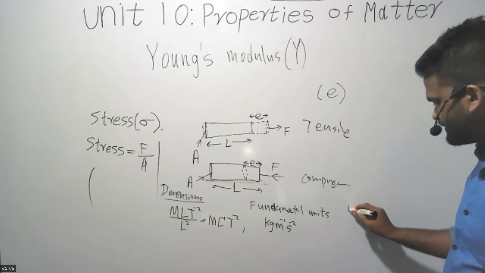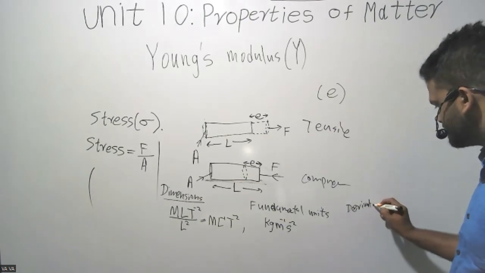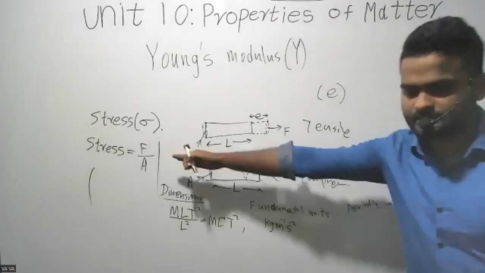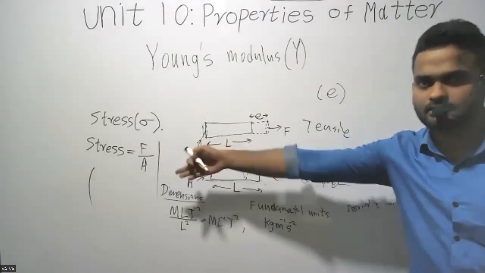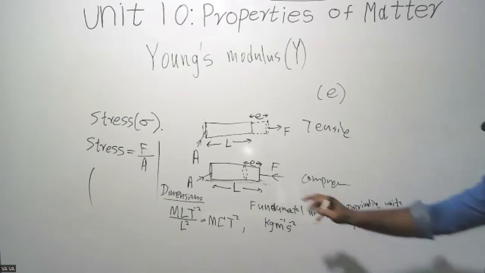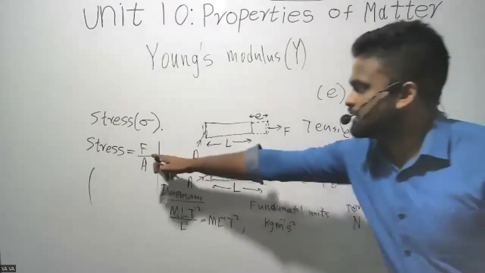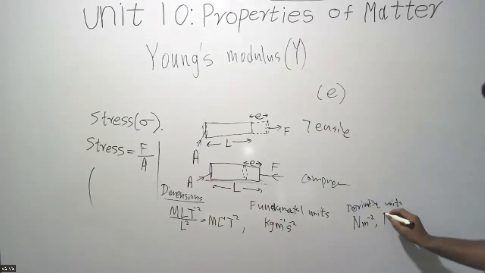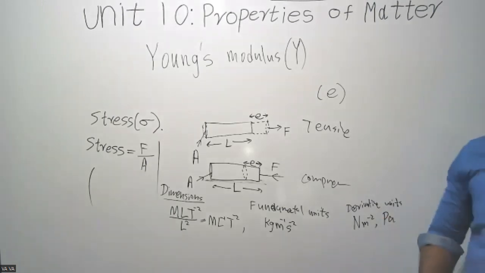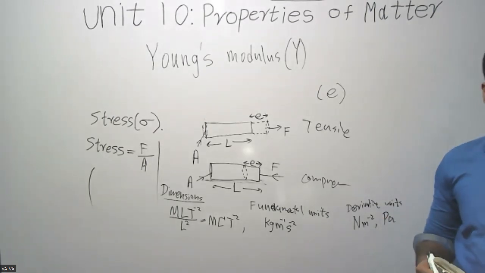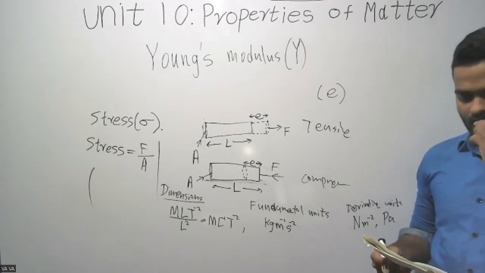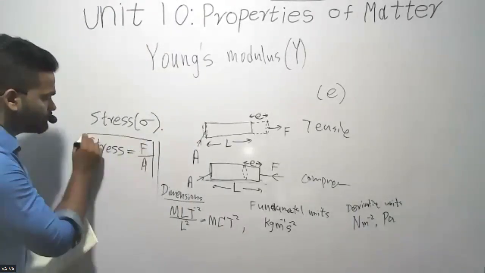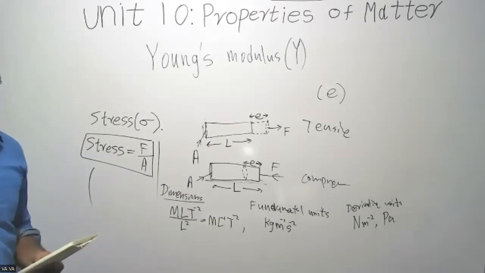Then derivative units. You know derivative units, this should have the units of pressure. Same thing. So Newton is a derivative unit. Newton per square meter when you divide that by area. And also we can write Pascal as well for stress. Draw a margin around this. Stress is equal to force divided by area.